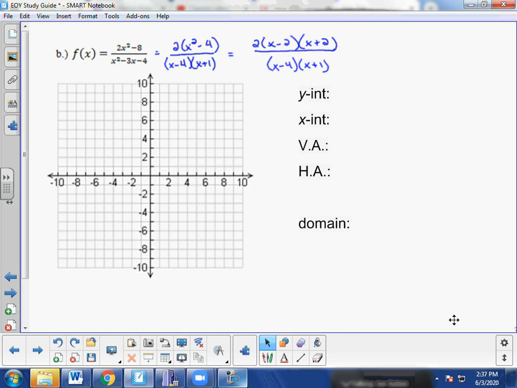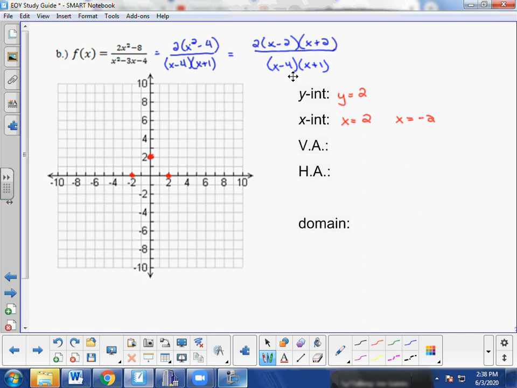My y-intercept would be found by setting all the x's equal to 0. So basically what that would leave me with is negative 8 over negative 4. So negative 8 over negative 4 is just y equals 2. My y-intercept is here at 2. Then my x-intercepts are zeros of the numerator. So if I took these two factors, set them equal to 0, I would get x equals positive 2, and I would get x equals negative 2. So I'm going to have 2 points on the x-axis.